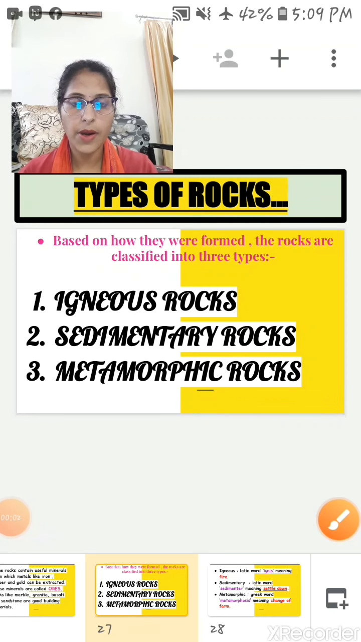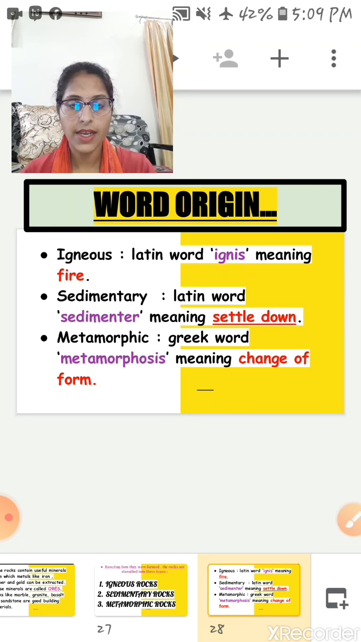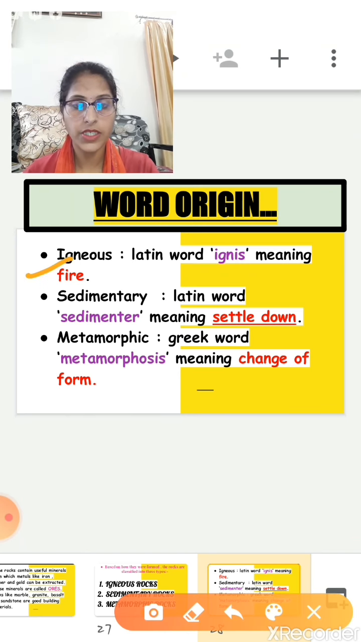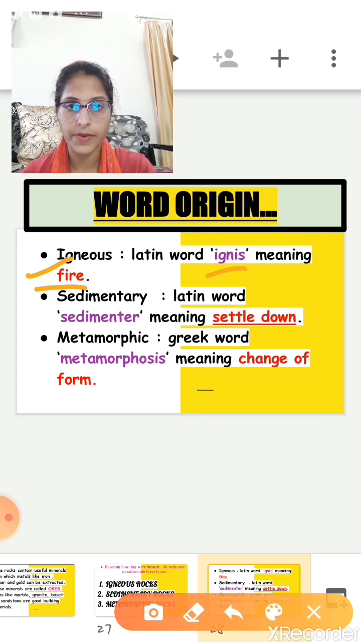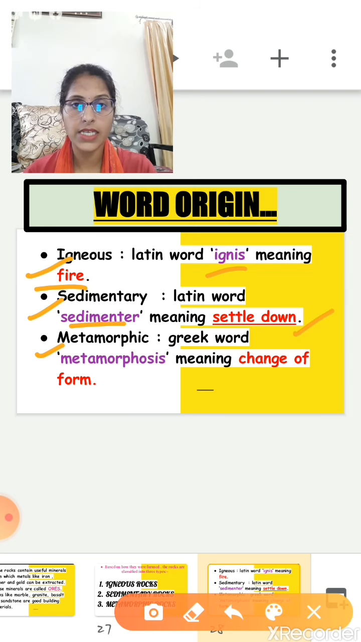Now let's learn about the types of rock one by one. But before that, let's understand the word origin. The word igneous originated from the Latin word ignis, meaning fire. Clear? Second word is sedimentary. This word originated from the Latin word sedimentare, meaning settle down. And the third one is metamorphic. The word metamorphic is derived from the Greek word metamorphosis, meaning change of form.